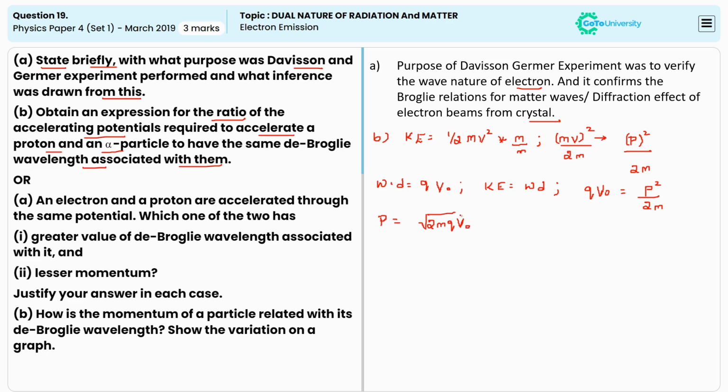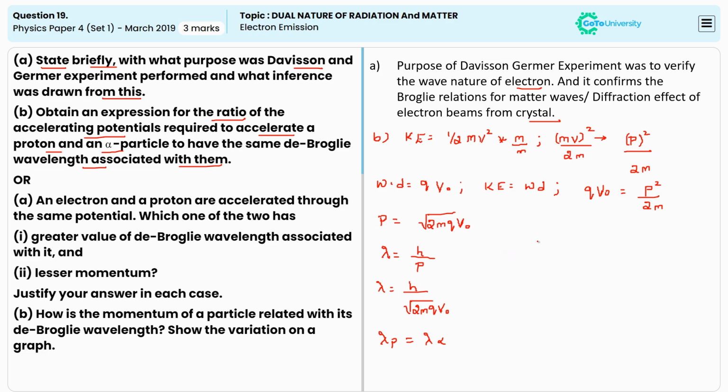Now by applying the de Broglie wavelength formula, lambda is equal to h divided by p, where we substitute the p value. Then lambda is equal to h divided by under root of 2m q V0. And we know that the wavelength of the alpha particle is equal to the wavelength of the proton, that is lambda p is equal to lambda alpha. Then substitute these values.